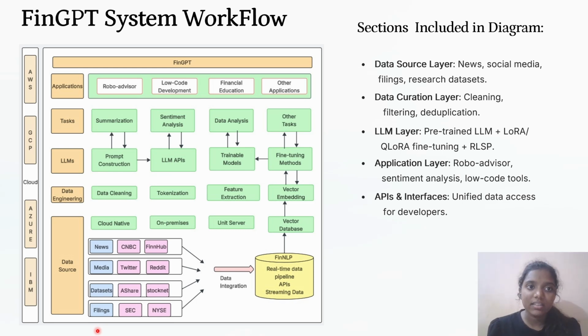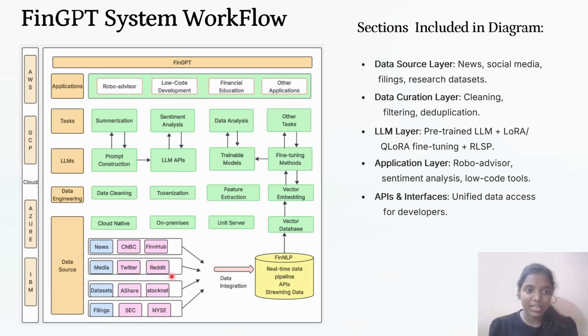Now let us understand the system workflow of FinGPT. In this diagram, we can see that we have four layers: data source layer, data engineering layer, which is also called the data curation layer, LLMs layer, and applications layer. Coming to the data source layer, in this layer, data is extracted from news, media, other datasets and filings like SEC and NYSE.